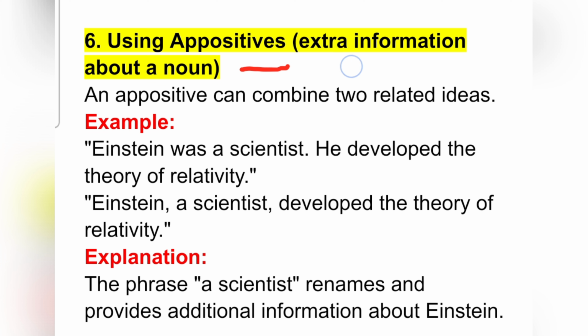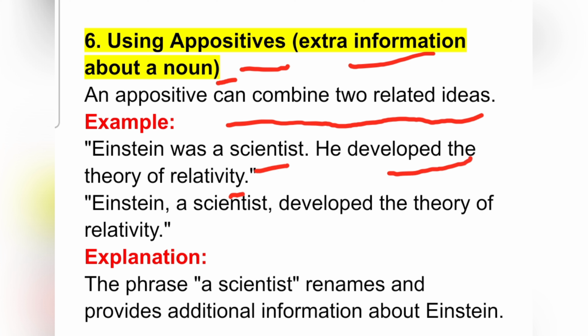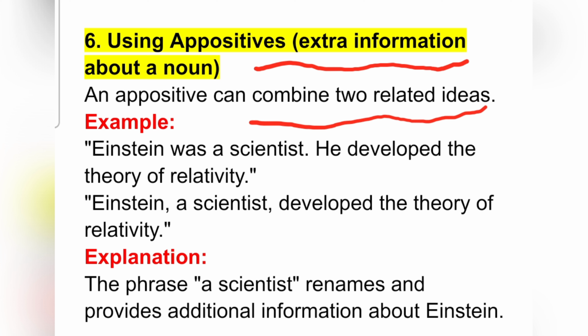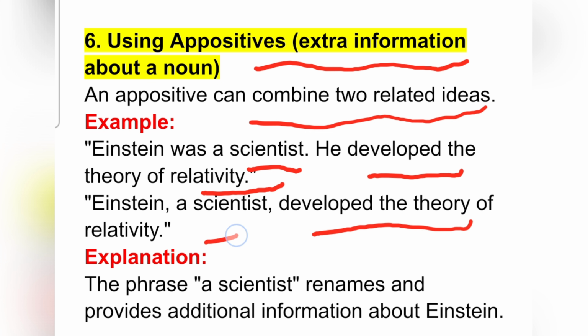Using appositives means extra information about a noun. An appositive can combine two related ideas. Like Einstein was a scientist. He developed the theory of relativity. Now using appositives, that is the extra information about a noun. So Einstein, then use a comma, a scientist, then comma, developed the theory of relativity.